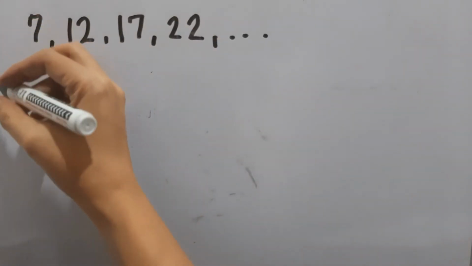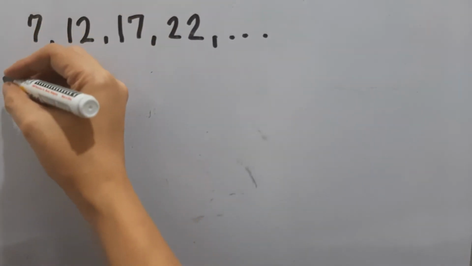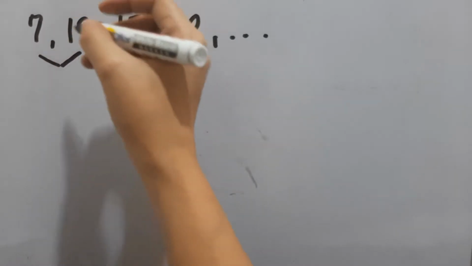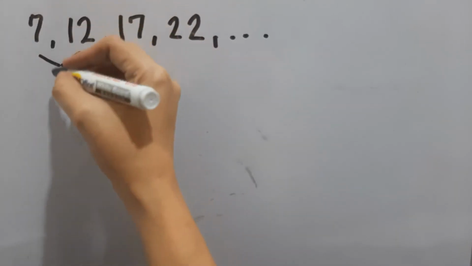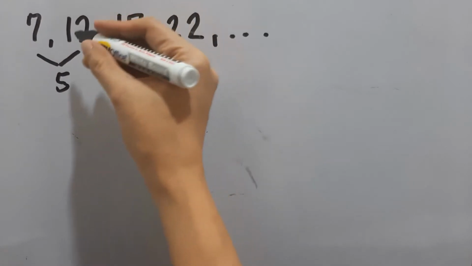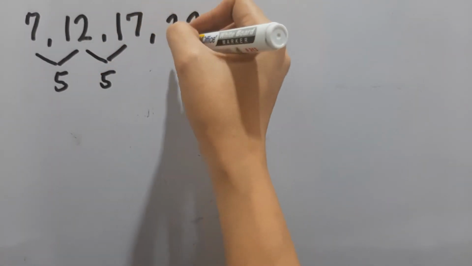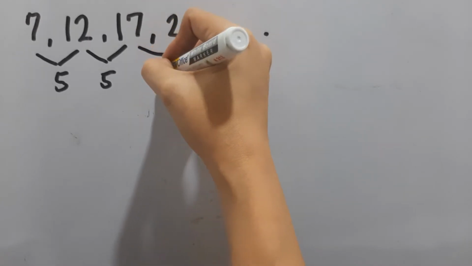Okay, give the formula for the nth of the sequence 7, 12, 17, and 22. Paano natin mabibigay yung kanyang formula? So, una, get the common. Ano yung kanilang difference? So 12 minus 7 is 5. 17 minus 12 is 5. 22 minus 17 is 5.